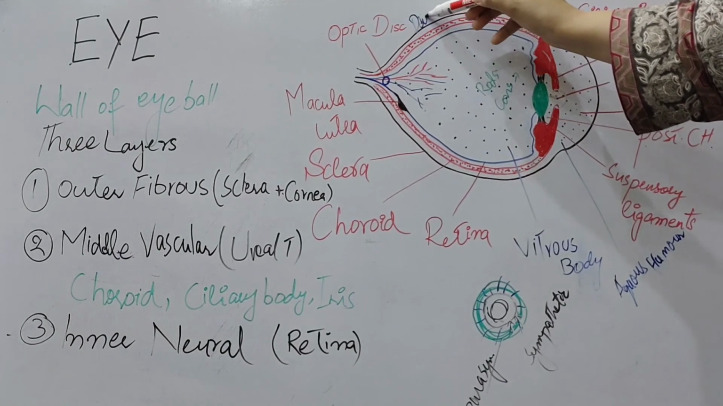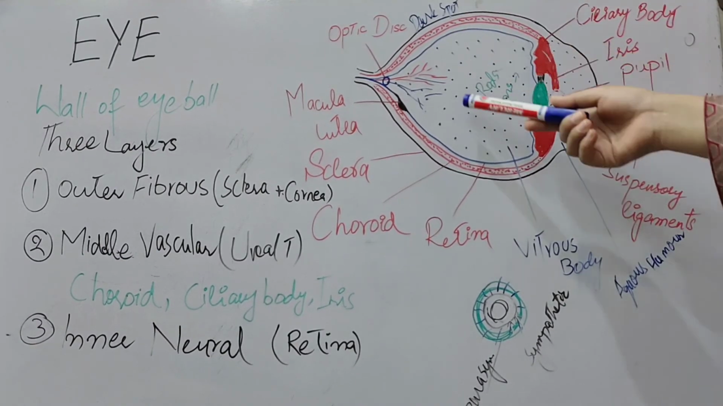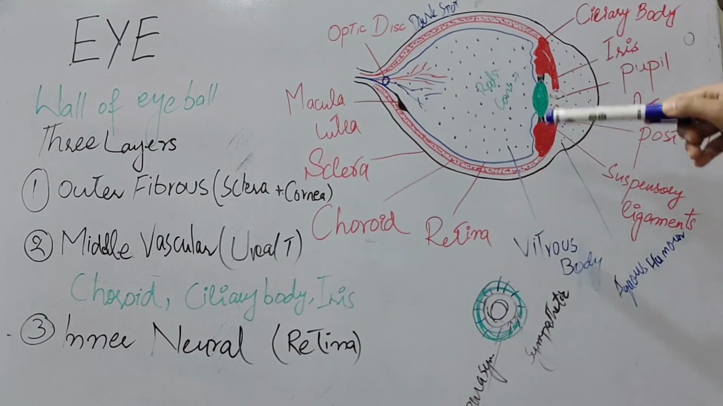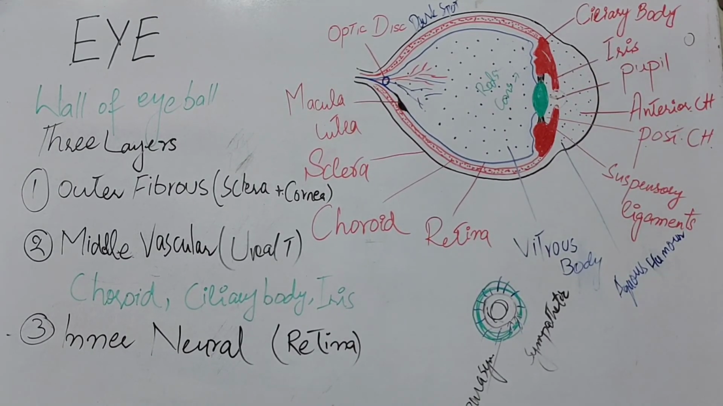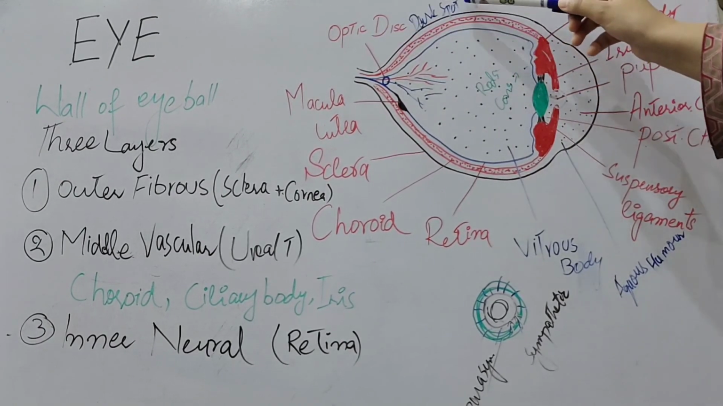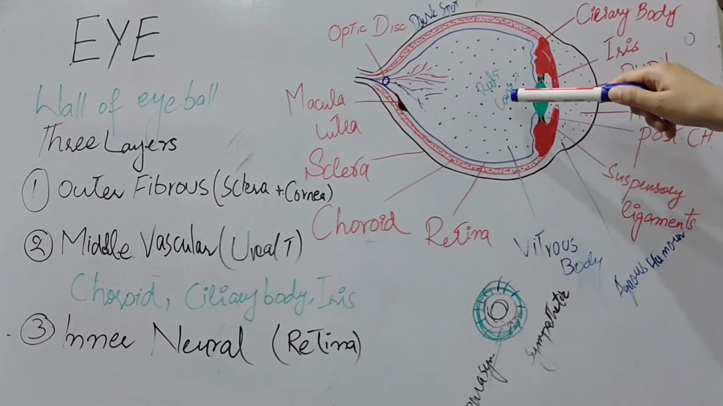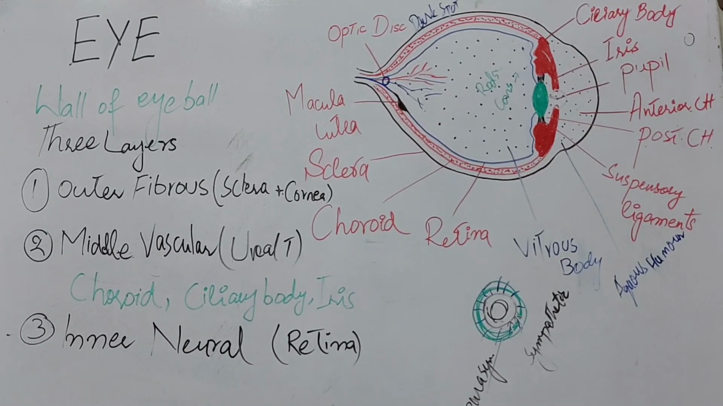Photosensitive cells are present in the neural layer of the eyeball to detect light. These cells are rods and cones. Rods detect the dim light while cones are for brighter light. This optic disc or dark spot is known so because there are no rods or cones present in this region. That's why this is known as dark spot.